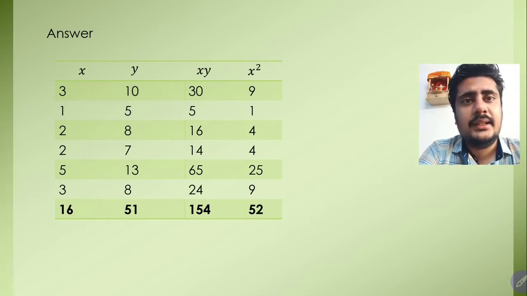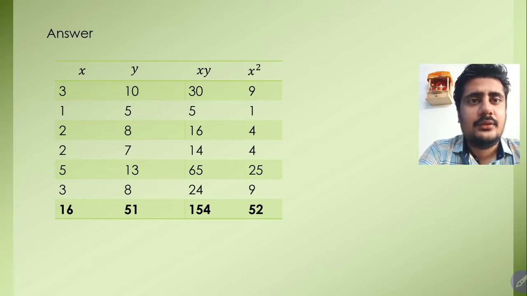So if there is 3 in x, 10 in y, so it's 3 into 10, simple, that is 30. Then if there is 1 in x, 5 in y, it's 1 into 5. Then it's 2 into 8, 2 into 7, 5 into 13, 3 into 8, and likewise. So that was xy.